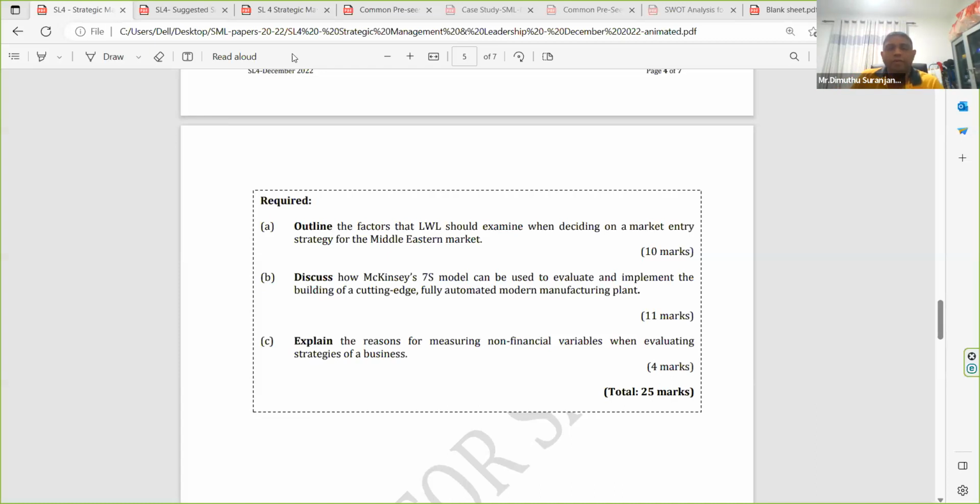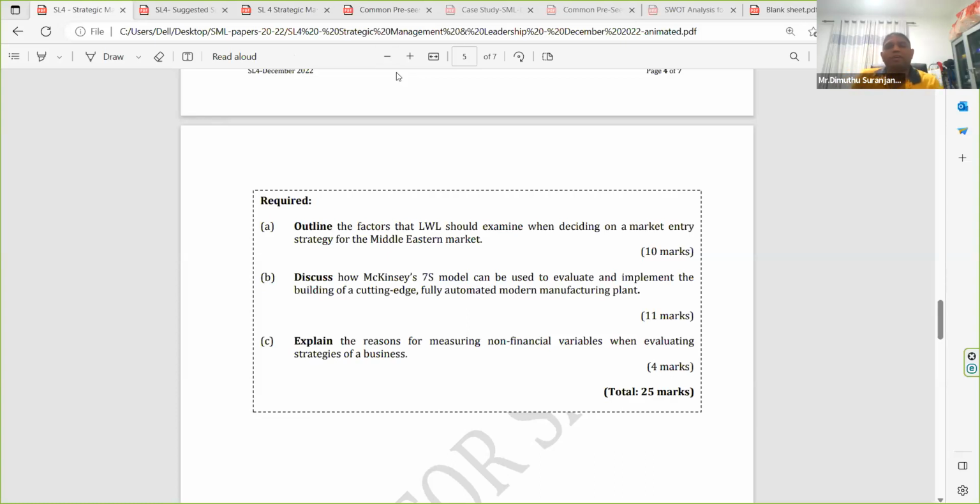Can someone give me an answer on this one? No answer. Please give me an answer. Yes, that's the point actually. First of all, you have to understand the scope of the question. So the scope of the question is that this should be applied only for the fully automated modern manufacturing plant.